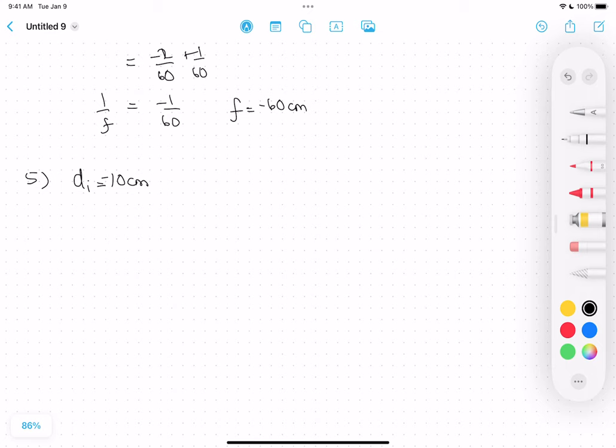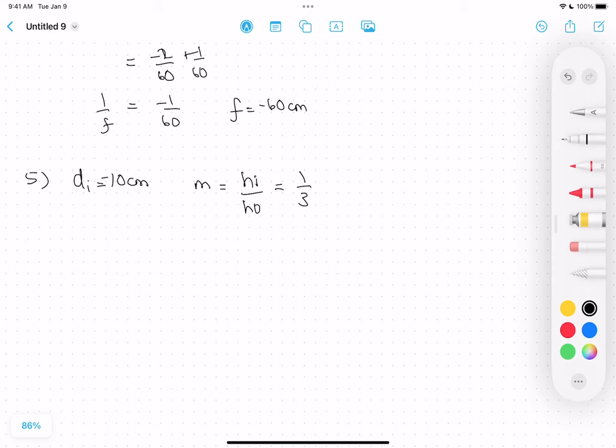And it says it's 3 times smaller than the real object. Would that be talking about its height or its distance? That would be the height, right? And what would that indicate about the magnification if it's 3 times smaller? Remember the height of the image divided by the height of the object is our magnification. It's a weird way to say it, but 3 times as small means one third. Yeah, exactly, 1/3.